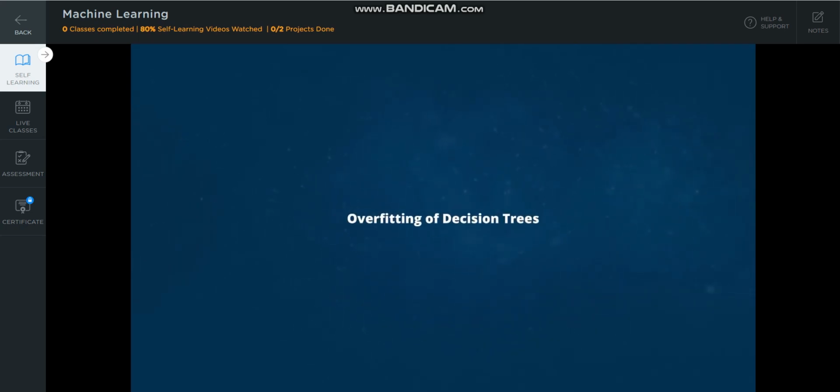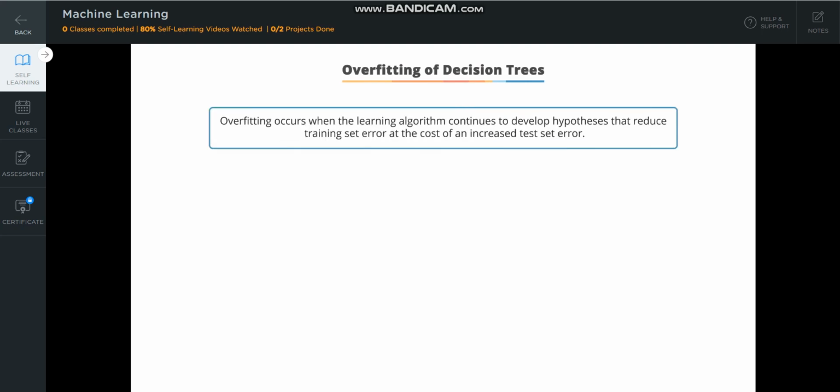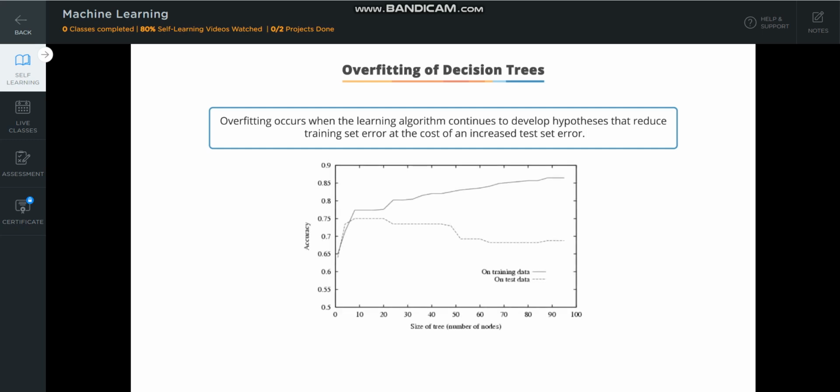Overfitting of decision trees. How and why does overfitting occur in decision tree algorithms? Overfitting occurs when the learning algorithm continues to develop hypotheses that reduce the training set error at the cost of an increased test set error. The decision tree algorithm continues splitting on attributes until either it classifies all the data points or there are no more attributes to split. As a result, it's liable to making decision trees that overfit by acting very well on the training data at the expense of accuracy in comparison with the entire distribution of data.